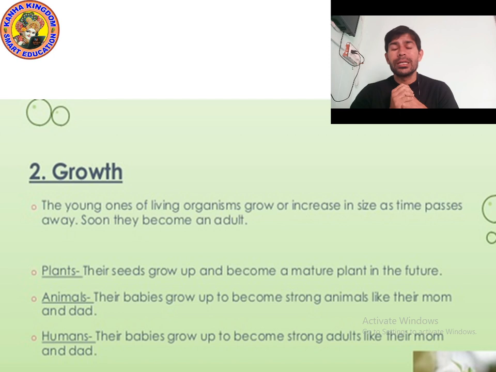And if we talk about the characteristics of living things, point number one, living things need air, water, and food. Living things can grow, they can move on their own. And point number four is they can respond to stimuli. It means the changes around them because they are sensitive. Point number five, they respire, they breathe in. Point number six, they excrete. Point number seven, they reproduce and they have definite lifespan.